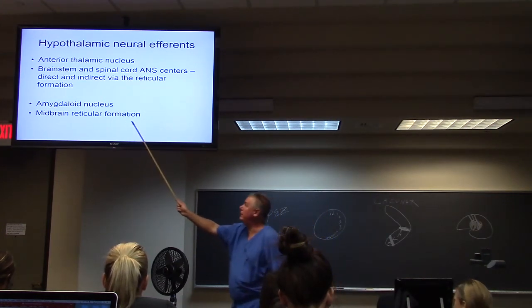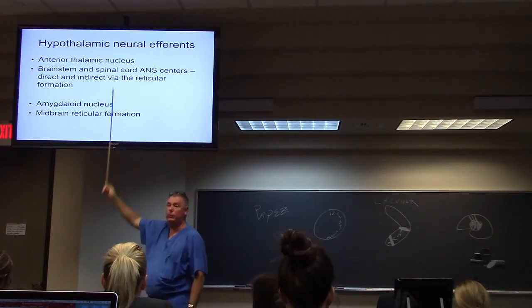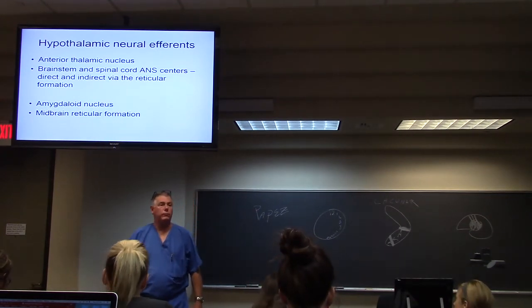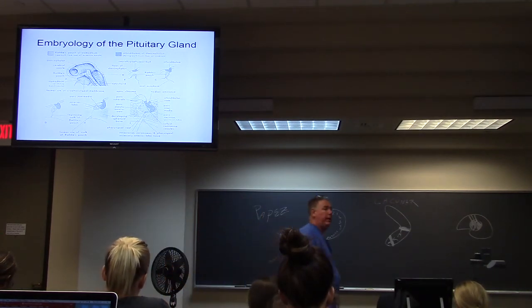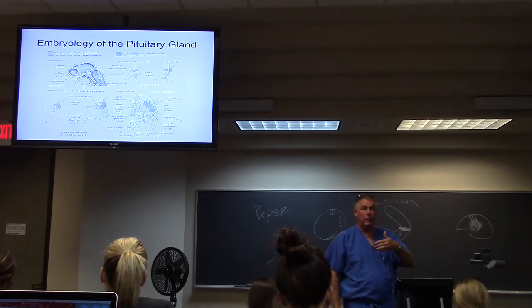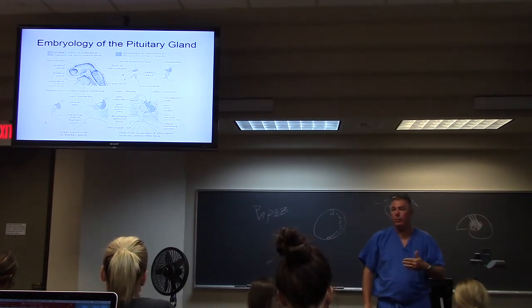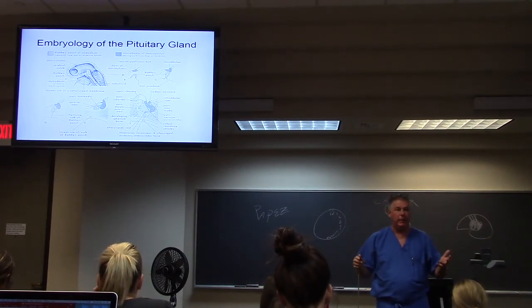I wouldn't worry about these two right here. Those two are the two most important ones. All right, so let's bring the pituitary gland into this. And you know you have an anterior and posterior pituitary. The reason you have an anterior and posterior pituitary is because they're derived from different things embryologically.